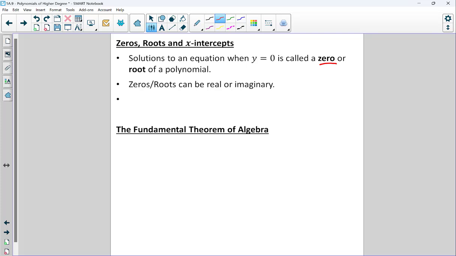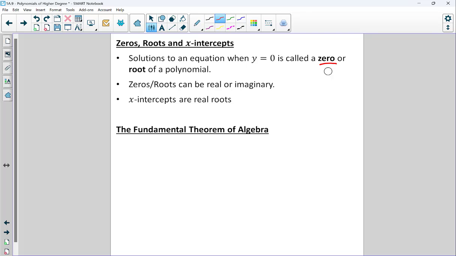Now, those zeros or roots can be real or imaginary. We saw in the Bellwork where we found the solutions to an equation. Though we had 2 solutions, they were both imaginary. X-intercepts are real roots. So the zeros of a polynomial, the roots of a polynomial, the x-intercepts of a polynomial, they're all basically the same thing.